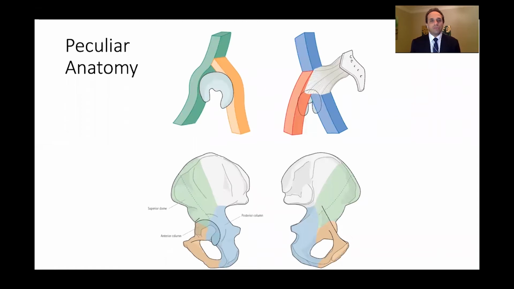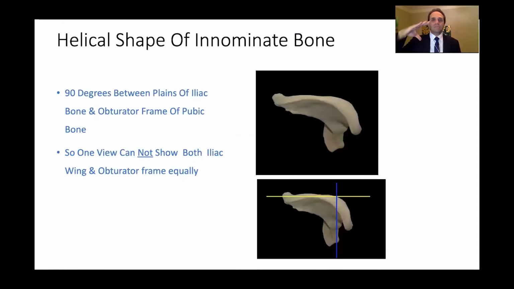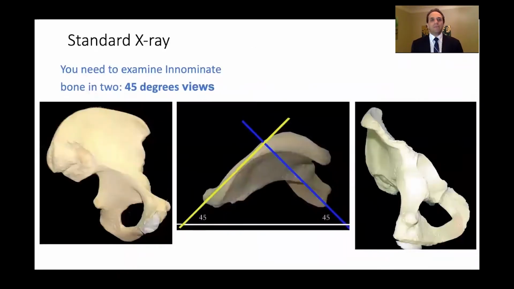Before starting to do this, we need to understand that the acetabulum has a peculiar anatomy. It looks like an inverted Y-shaped letter, and it has a horseshoe-shaped articular surface. It has a long anterior column represented by the green and orange here, and a short posterior column represented by the blue. Also, the innominate bone has a helical shape. So there is a 90 degrees angle between the plane of the iliac bone and the obturator frame. So one view cannot show you both iliac wing and obturator frame equally. That's why we need to examine the innominate bone in two views, which are 45 degrees angle to each other.